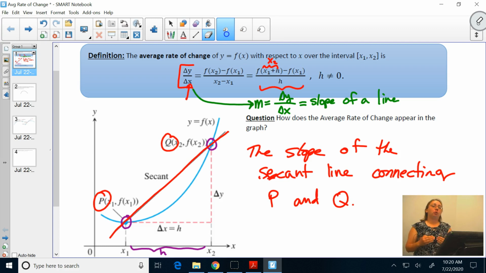If I pick any other 2 points on this curve, I would probably end up with a different secant line, which means I would have a different slope, more than likely. And it could be the same slope, but very unusual.